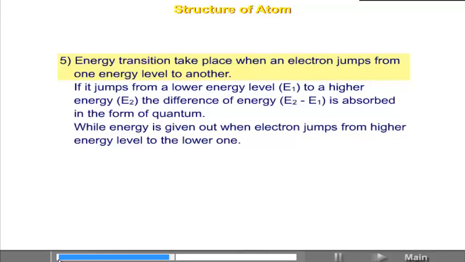Fifth, energy transition takes place when an electron jumps from one energy level to another. If it jumps from a lower energy level E1 to a higher energy level E2, the difference of energy E2 minus E1 is absorbed in the form of a quantum, while energy is given out when the electron jumps from a higher energy level to a lower one.